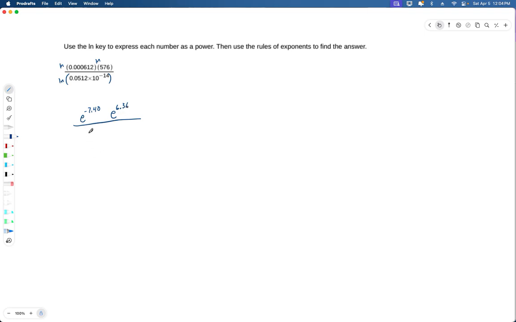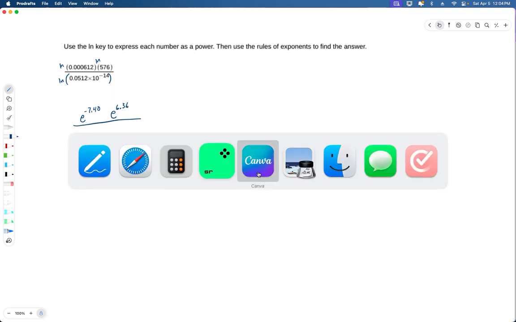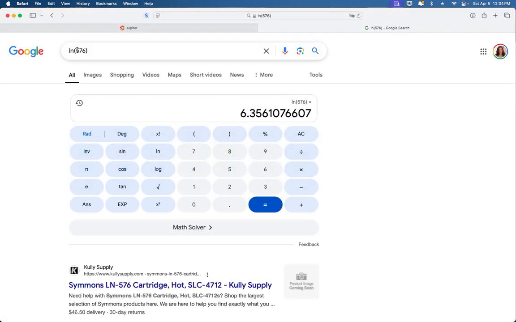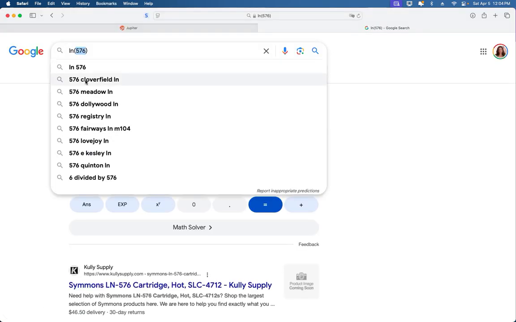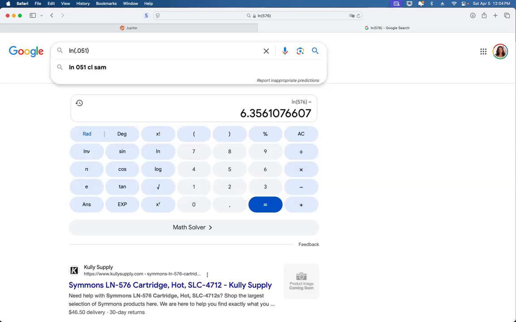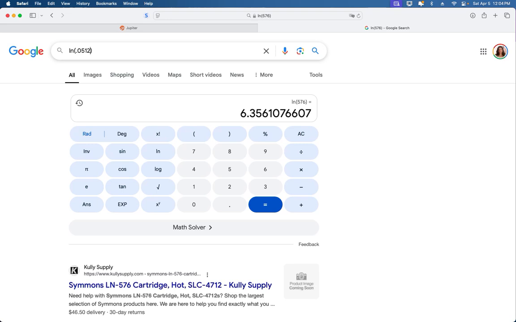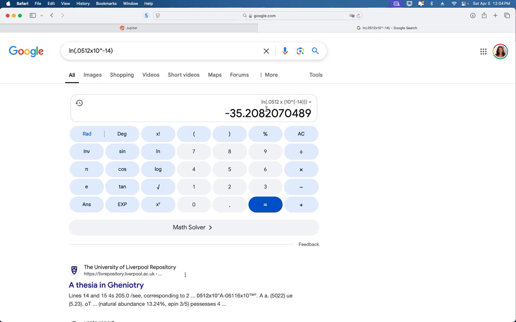6.36, right? And then the same thing here. You can just type it in on your thing here, and I'm going to type in 0.0512 times 10 to the negative 14th power. And this little hood button right here, that means to the power. And it put it in the calculator just like I typed it. So if we round this, it's going to be negative 35.21.